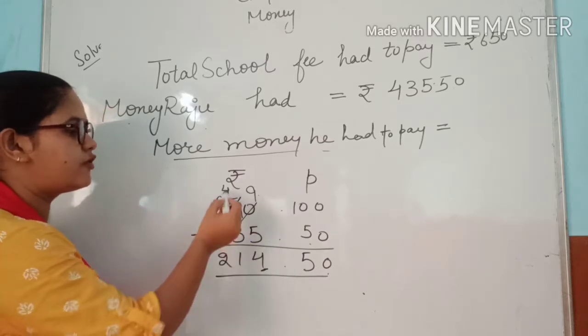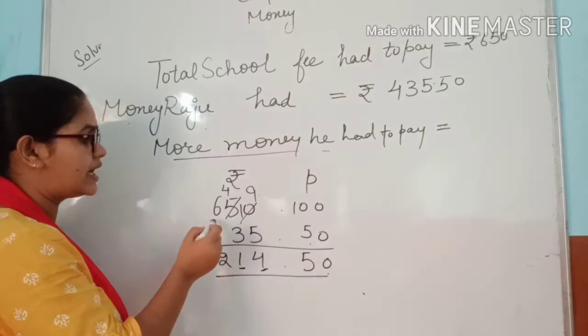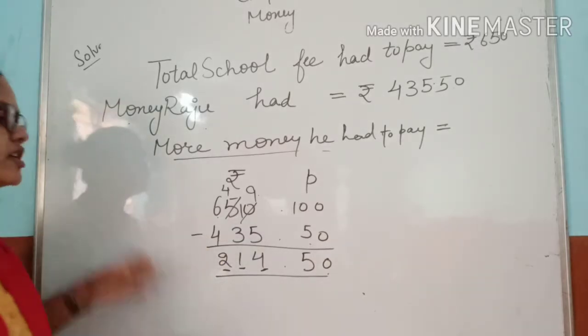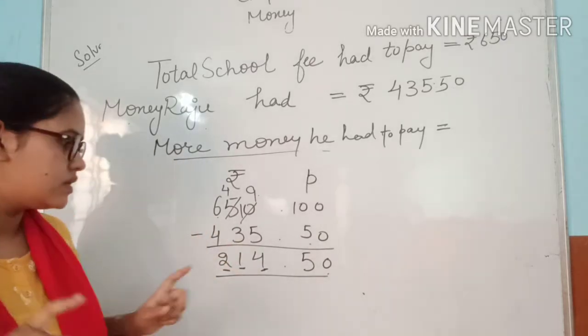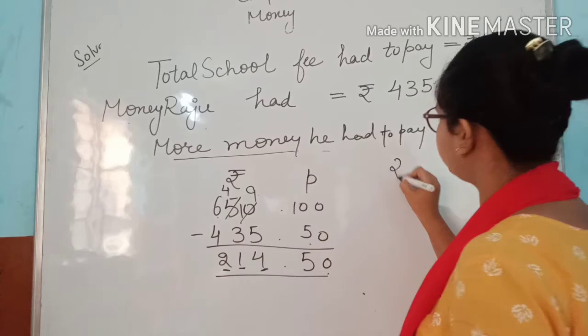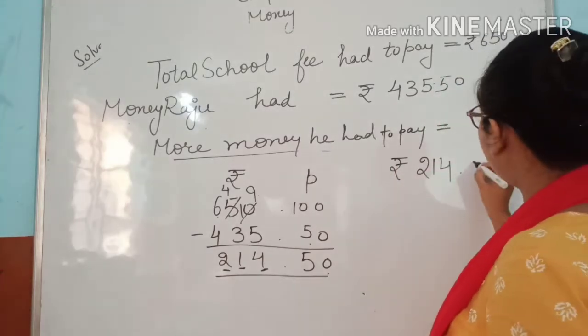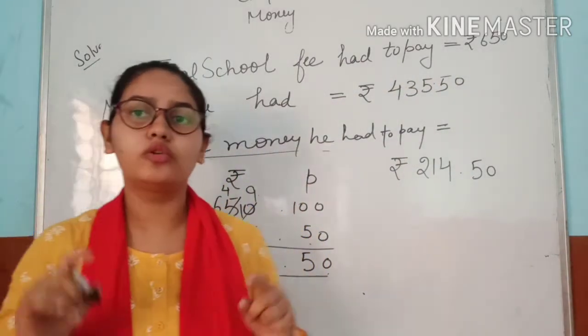When we minus 3 from 4, how much do we have here? 1. And in the last, we have to minus 6 from 4, then 2 will be here. So how much money did he have to pay in total now? So rupees 240.50 paise he had to pay for our school fee.